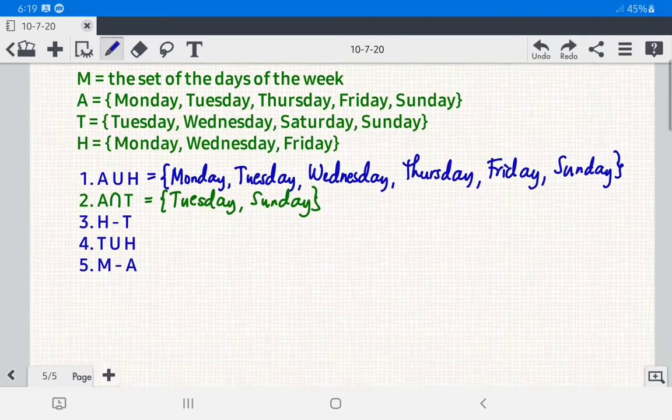Okay, next, number 3, H minus T. So we have to remove elements in H that are also in set T. So we have to remove Wednesday. That's it. So we will just write here Monday and Friday.